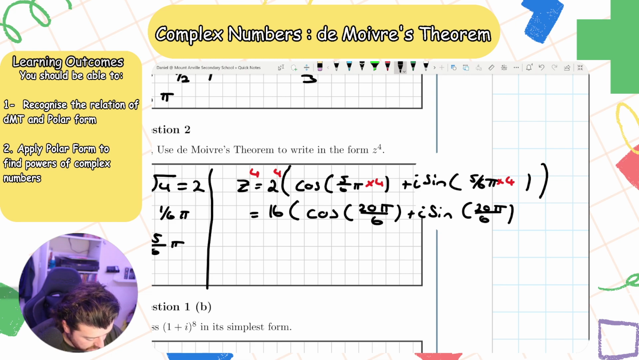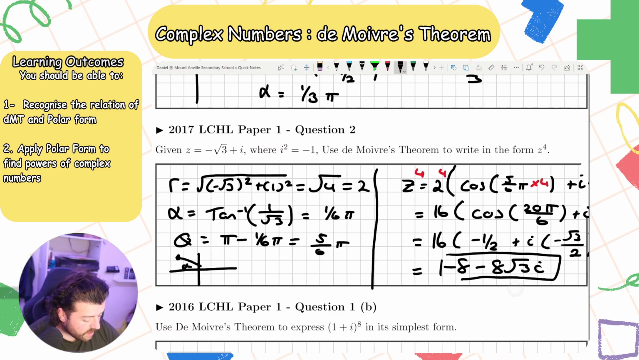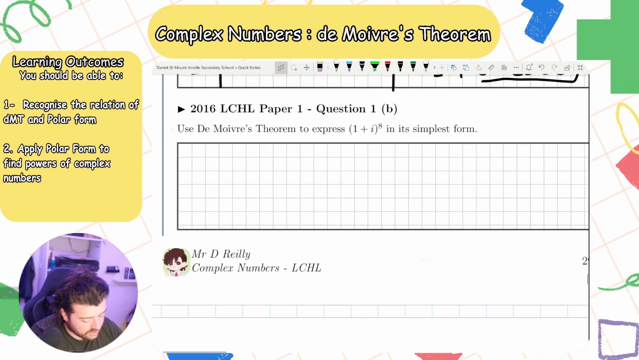So 16 times, multiply this in now, it's asking us. So cosine of 20 pi over 6 is equal to 16 times minus a half, plus sine 20 pi over 6, which is going to be plus i times minus root 3 over 2. That is going to be equal to minus 8 minus 8 root 3 i. That is my final answer there. Right, again, let's keep trucking along.